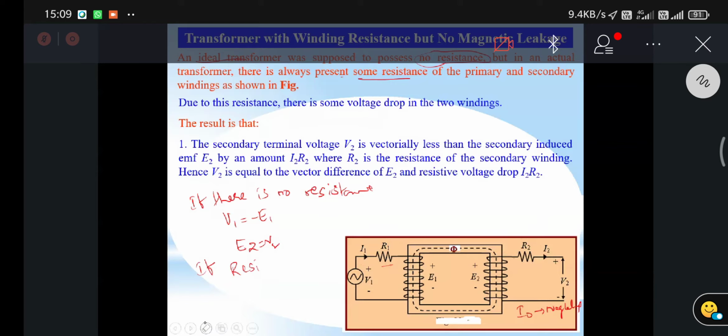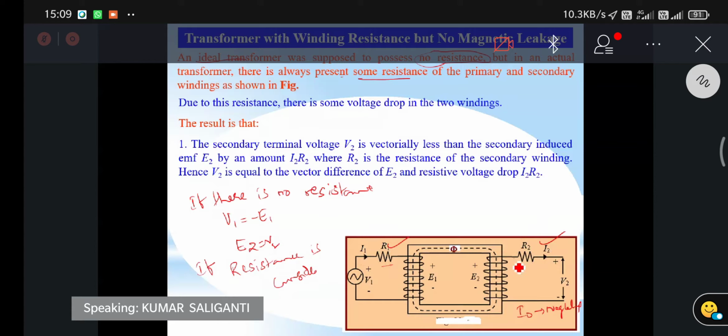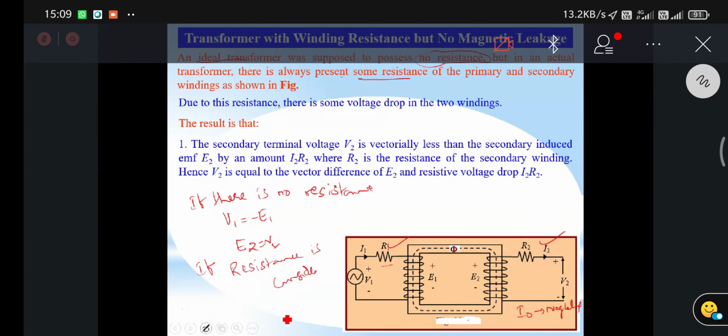If resistance is constant here, consider the primary and secondary. If resistance is constant, then V1 has two components: V1 equal to minus E1, and I1 R1, the vector sum of minus E1 and I1 R1. Now you can observe here.